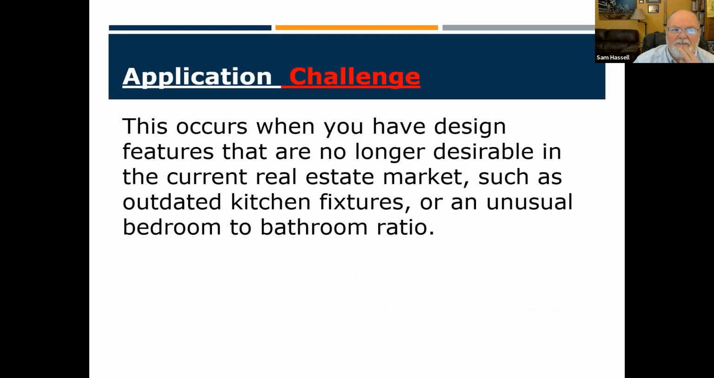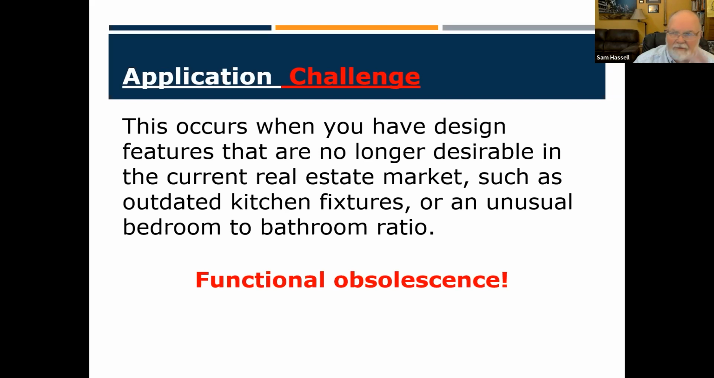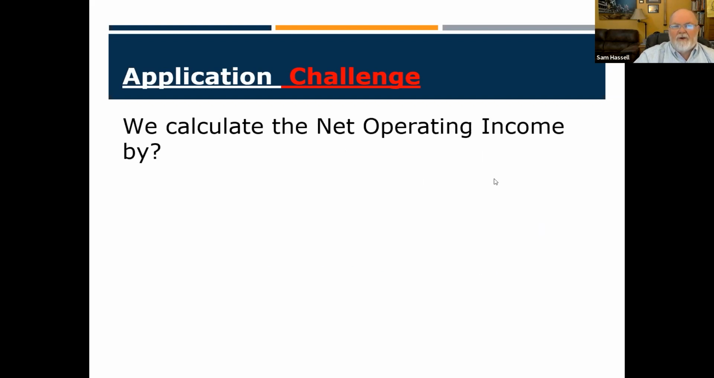This occurs when you have design features that are no longer desirable in the current real estate market, such as outdated kitchen fixtures or an unusual bedroom to bathroom ratio. Physical would be if the shutters are falling down. This would be functional. There you go. Functional obsolescence. All right. Everything works. It's just not enough of it. It's not desirable.